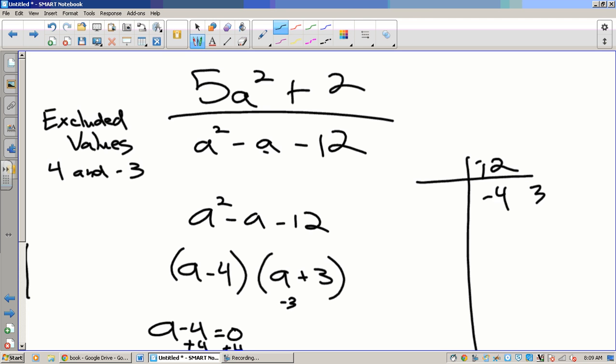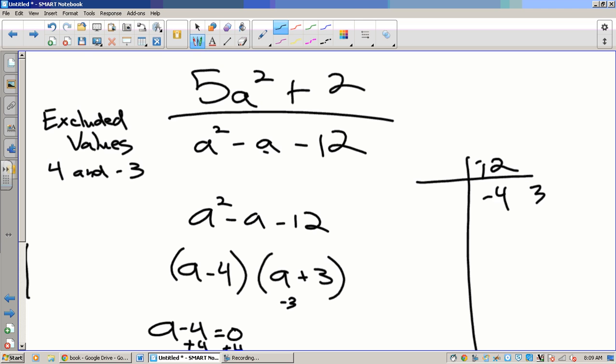All right. Next, we have expressions involving monomials. In our book, we are given the problem.